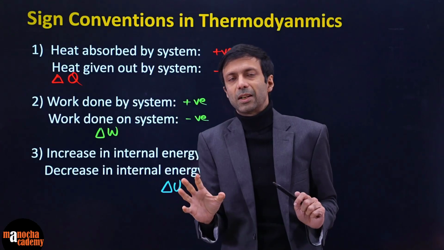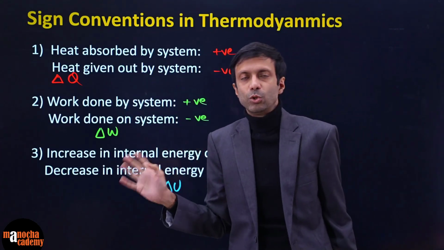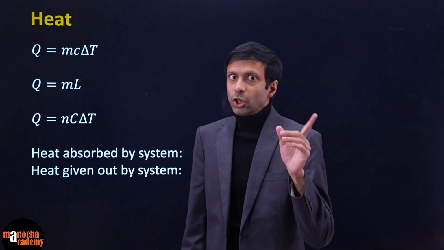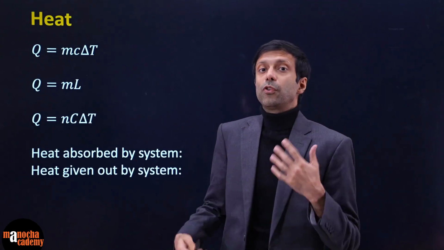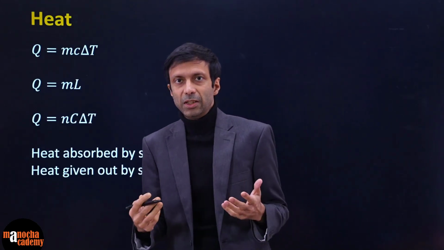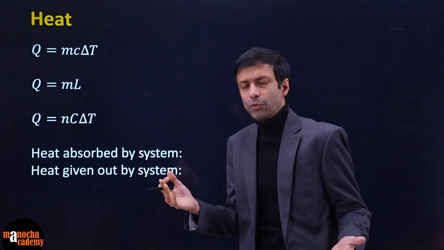We are looking at the physics conventions now, and that's what you're going to be using. So we learned delta Q is delta U plus delta W. Now, what formulas of heat do we use? Because given in the numericals, these are important.